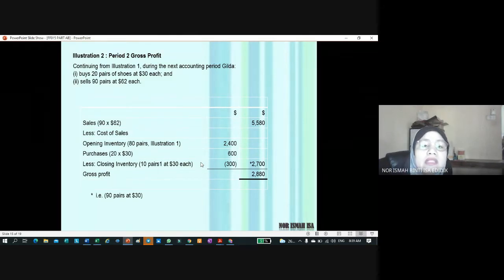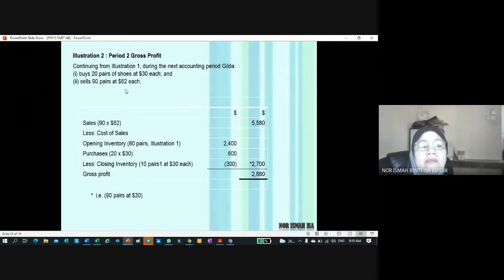So the company buys another 20 pairs at the same amount. The cost is still $30. And then they sold 90 pairs at 62, same. So the sale is 90, you multiply with 62, so this is the total sales. And the cost, remember about the opening inventory, so 80, this is the opening inventory. And then you plus purchases for that year, 600.